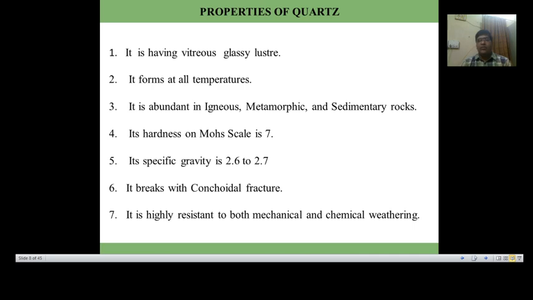Another one is that it forms at all temperatures. There is no definite temperature at which it will form quartz. No, quartz will be formed at all temperatures. It is abundant in igneous, metamorphic and sedimentary rocks. There are 3 forms of rocks: igneous, metamorphic and sedimentary. In all 3 forms quartz is available, so there is no deficiency, and it is abundantly found in all 3 forms of rocks.